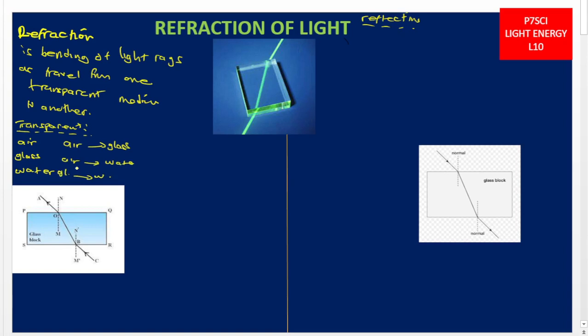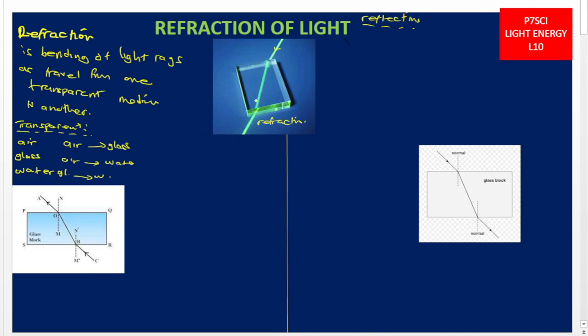Then what causes this bending? What causes refraction of light? Why does this light bend? As you are seeing here, we have a light ray. On entering, you are seeing it is bending. Then when it is coming out, it is also bending. This is what we call refraction of light.